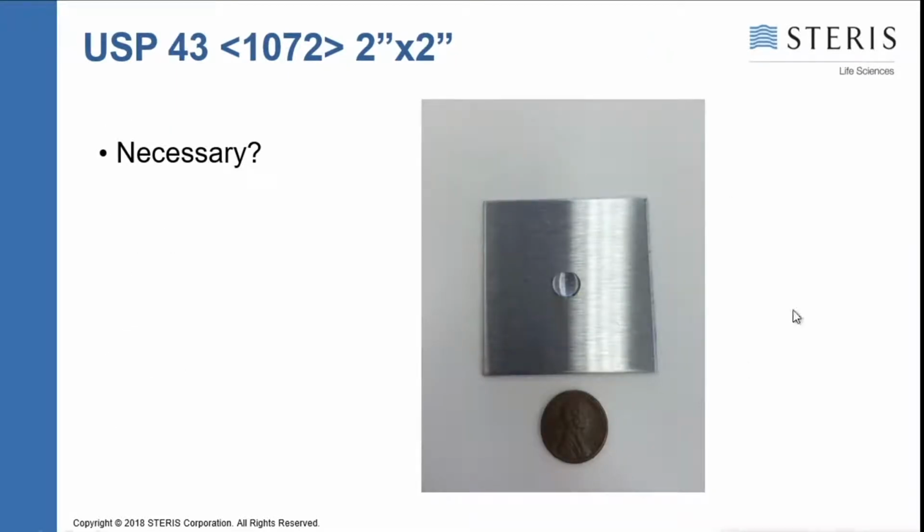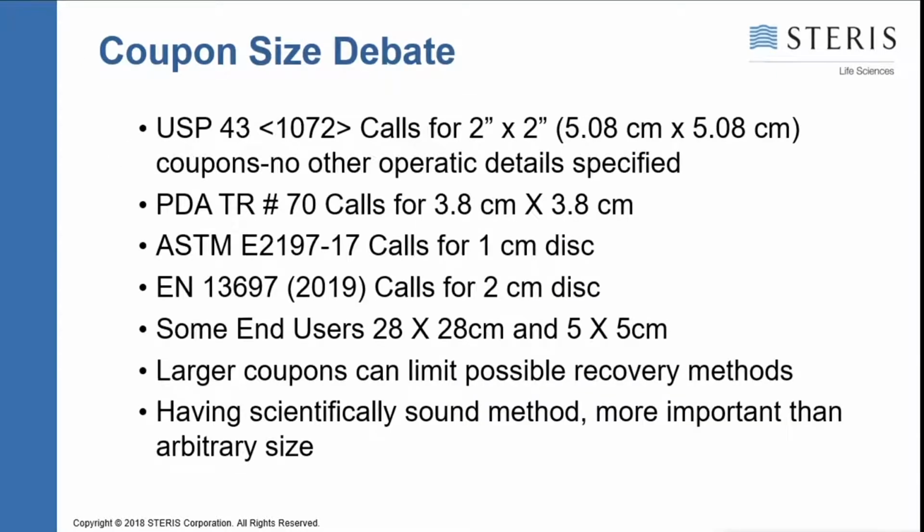So as you can see in this picture here, the very large size of the 2-inch by 2-inch coupons, which I've inoculated here with a microorganism. The problem is once I inoculate it and it dries on the very large coupon, you'll probably need a black light to help illuminate it to see where I had inoculated it. So there is a big debate in the industry on the coupon size. 1072 does say 2-inch by 2-inch, which is 5.08 centimeters by 5.08 centimeters, but it does not provide any other operating details to the method.